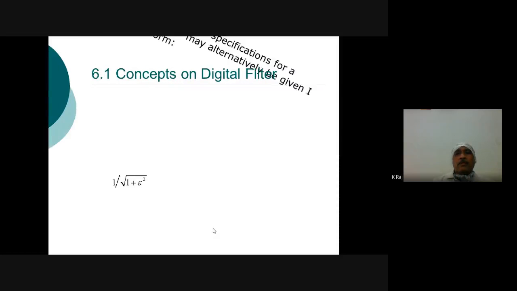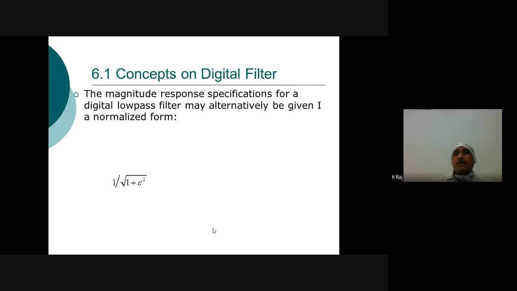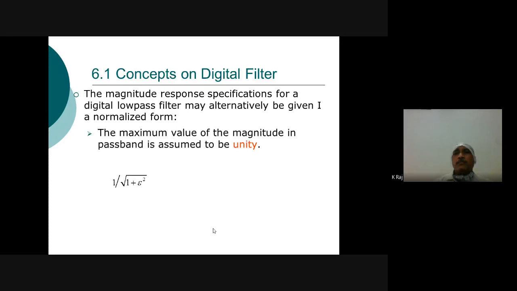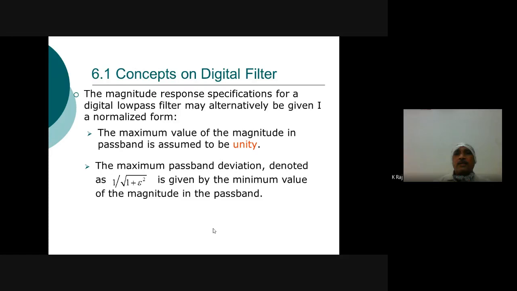Now, the magnitude response specification of a digital low pass filter may alternatively be given in a normalized form. That is, the maximum value of the magnitude in the pass band is assumed to be unity, because it will be divided by the maximum value, whatever the range is. So the normalized value will become 1.